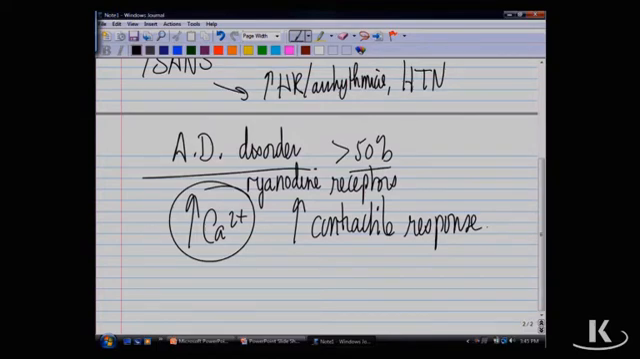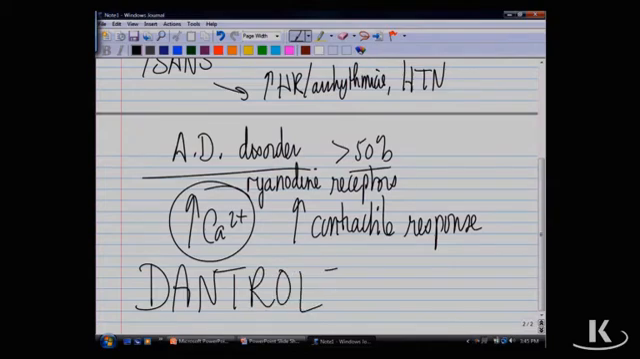Well, know well the antidote dantrolene that is mentioned in your margin. Dantrolene is considered an antidote because dantrolene prevents the calcium release from the sarcoplasmic reticulum. We'll talk more about dantrolene also in neuroleptic malignant syndrome.